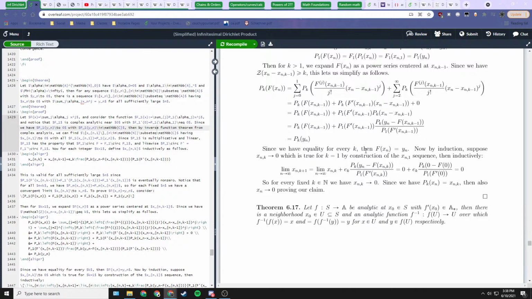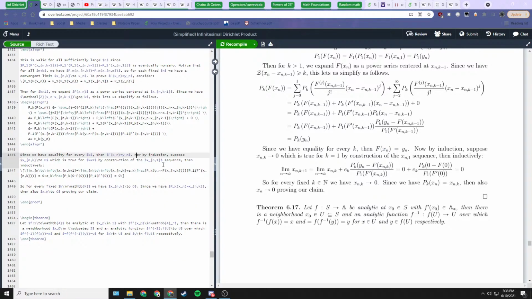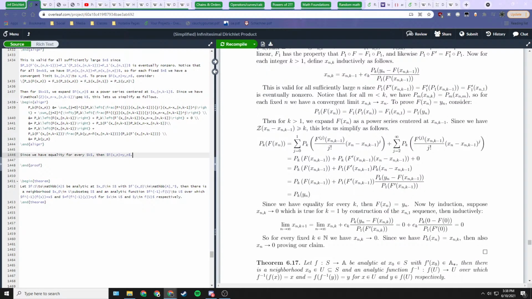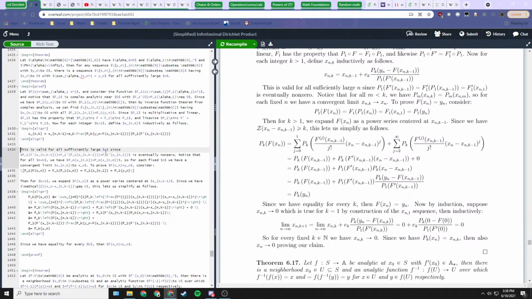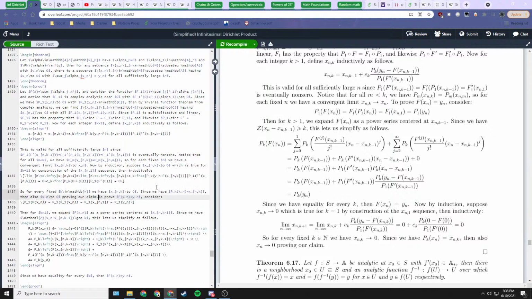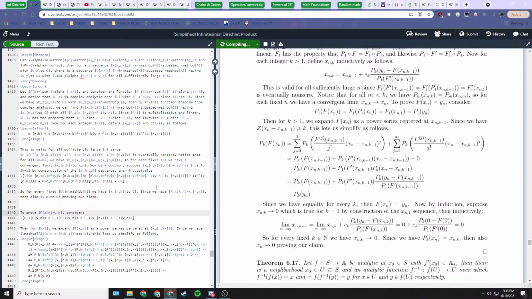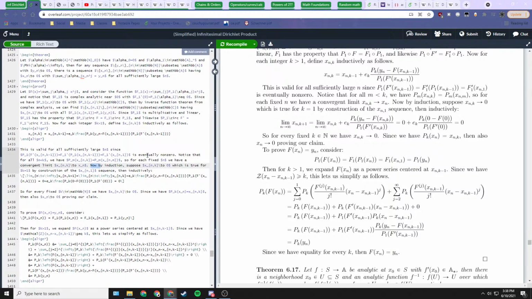Okay, so let's do that first. So I'll say right here, by induction, suppose that x_n^k goes to 0, which is true for k equals 1. Then inductively we have this definition, so this limit of these things.